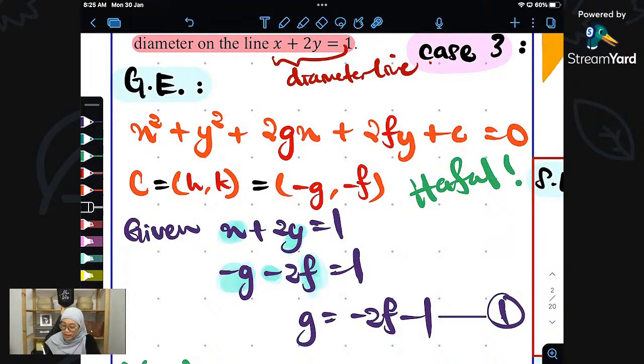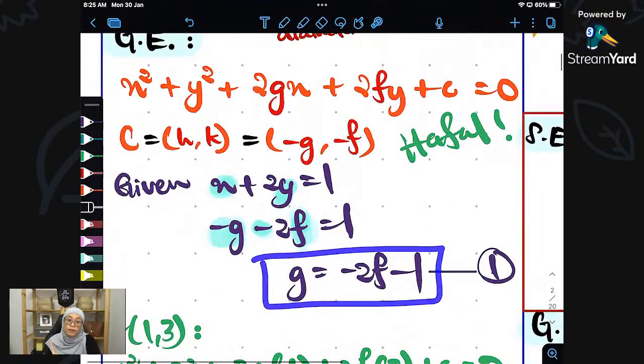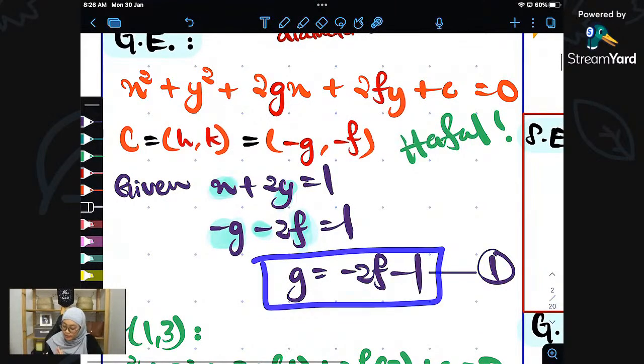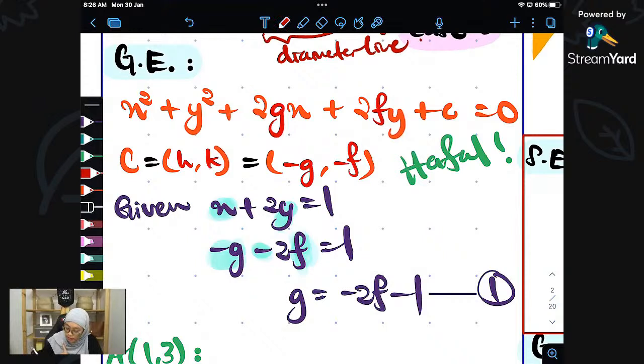And then I got an equation. I rearrange it until I got g. So g is equal to negative 2f minus 1. So this is equation 1. Okay, so this is my first info. My first info is from the diameter line. Okay, this is like sort of like given the first information lah. Given the first info, I use the diameter line.